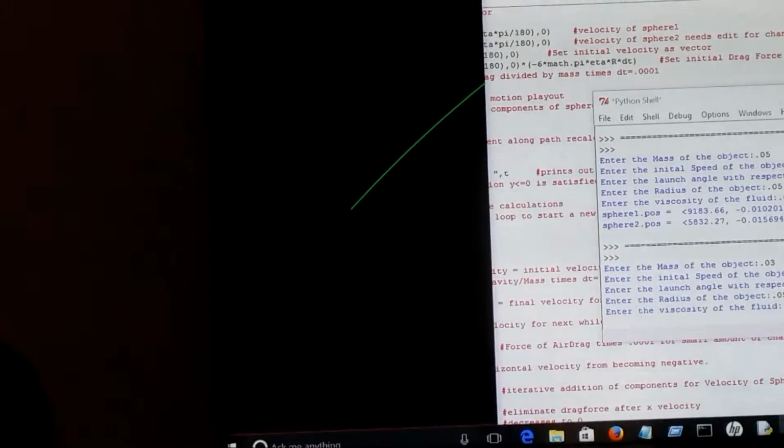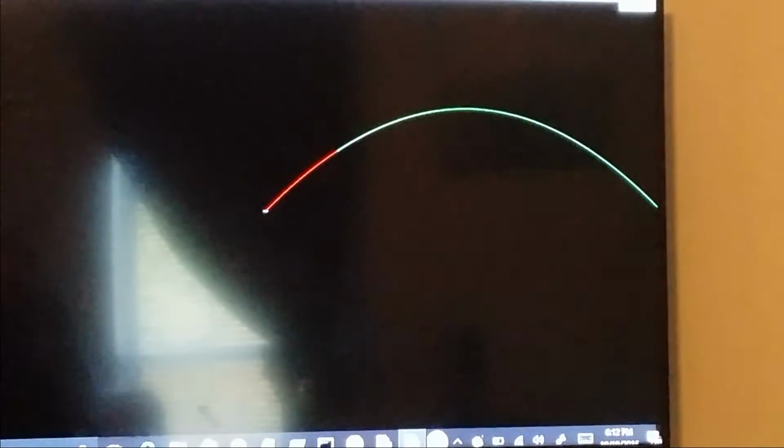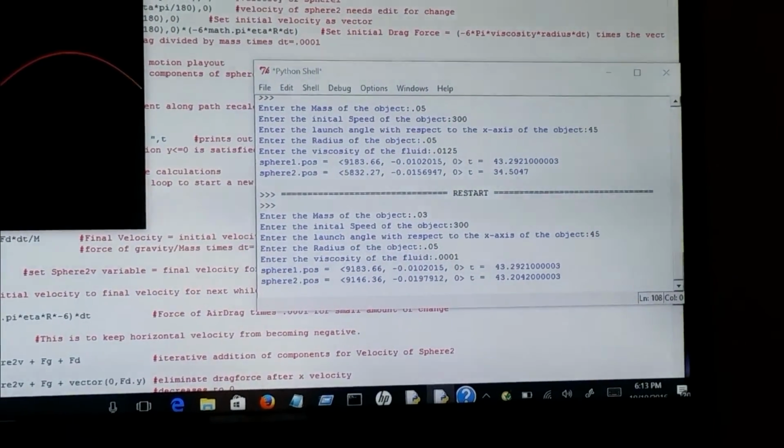Now we get to watch it. See our little launch platform going off into the distance. Now they're looking very similar since there's not very much viscosity in the air, or whatever fluid we're shooting it through. Starting to alter paths a little bit. Let's see what outputs we get. And we notice that the range that each of them goes is very, very close together.